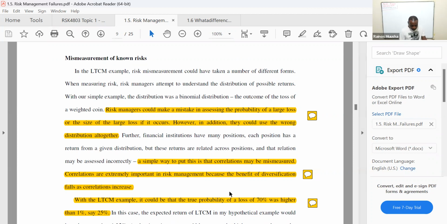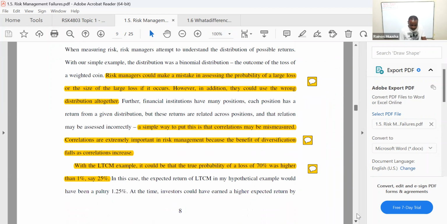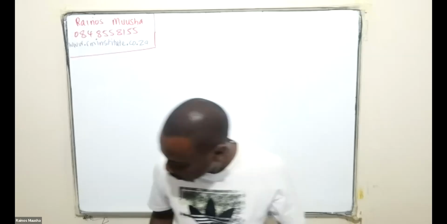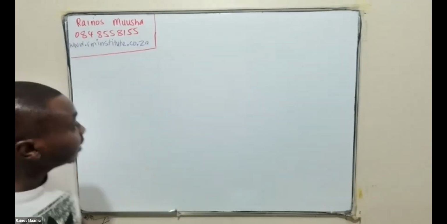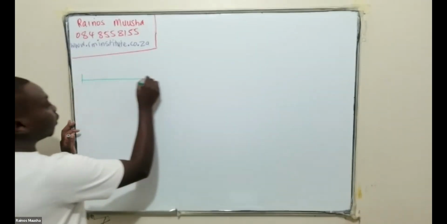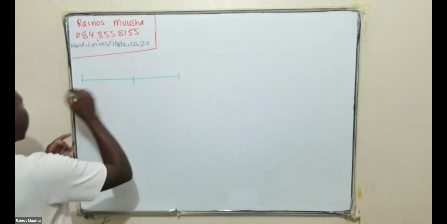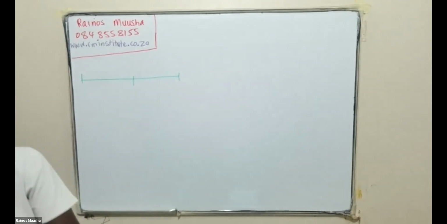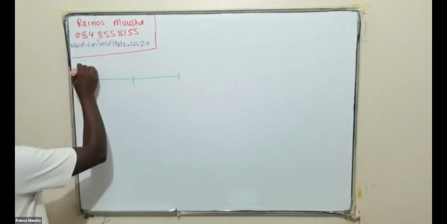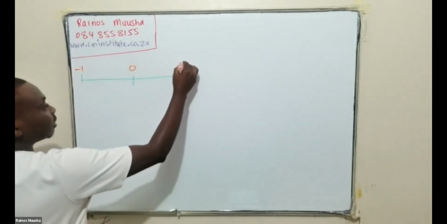So here they say, a simple way to put this is that correlations may be mismeasured. Correlations are extremely important in risk management because the benefit of diversification falls as correlations increase as well. So when you look at the issue of correlation, we basically say the correlation coefficient between two assets varies between -1, 0, and +1.